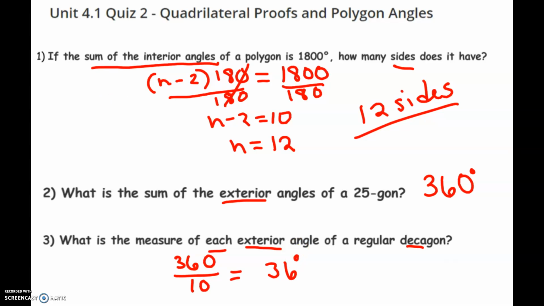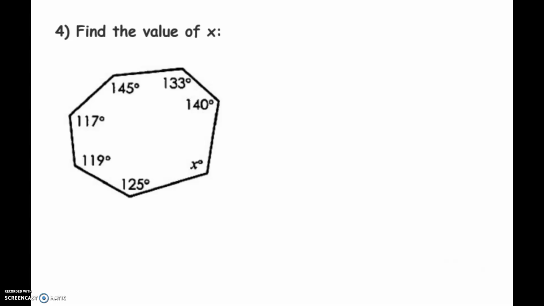All right, on to number 4. We have a polygon, and we're asked to find the missing value x here. So I'm going to count: 1, 2, 3, 4, 5, 6, 7 sides, and my n is 7 in this case. So I'm going to find the total.